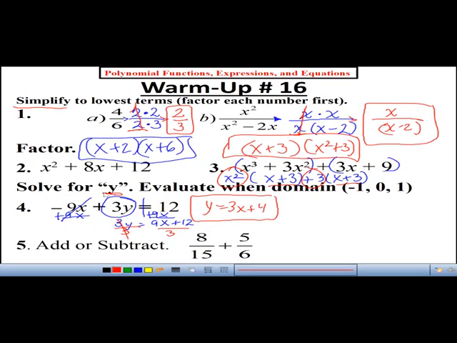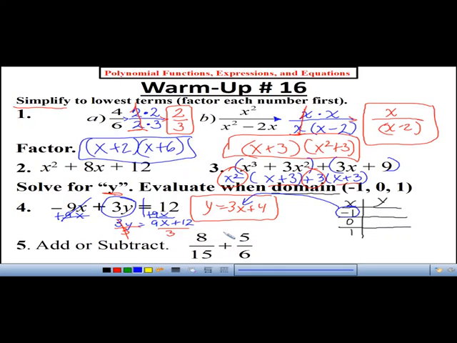All right. So now it says evaluate when the domain is -1, 0, 1. What does that mean, Mr. Q? Domain, if you can recall, are all the x values given. So what are the given x values? -1, 0, and 1. And what do we do with those values? We substitute those in the equation to get a y value, which is known as the range. So here it goes. What is the first value I'm going to substitute into the equation? -1. That goes in here.